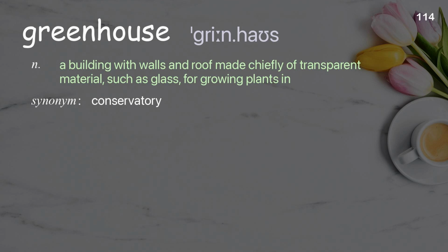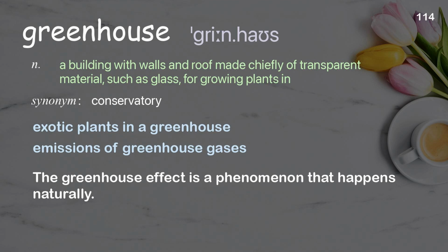Greenhouse: a building with walls and roof made chiefly of transparent material, such as glass, for growing plants in. Examples: exotic plants in a greenhouse. Emissions of greenhouse gases. The greenhouse effect is a phenomenon that happens naturally.